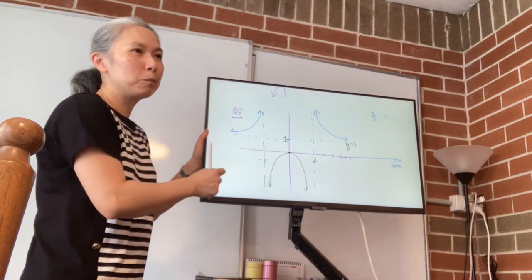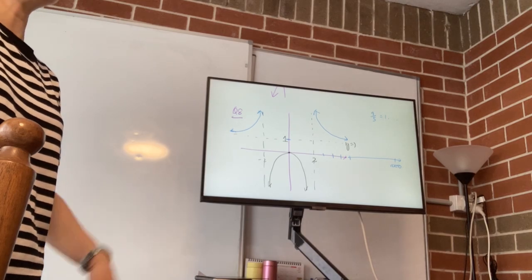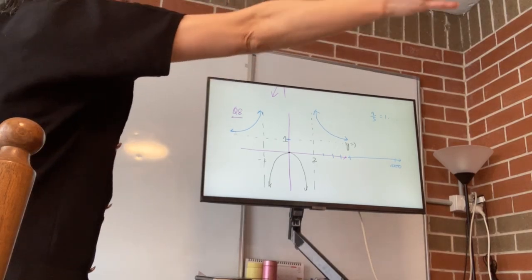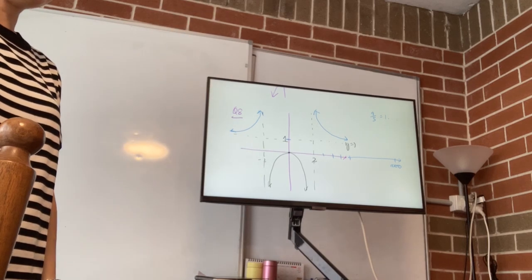Is it possible for you not to have a graph there? No, because it's a function. Everywhere on the x-axis, I have to have a number. I have to have part of the graph. Any other questions?